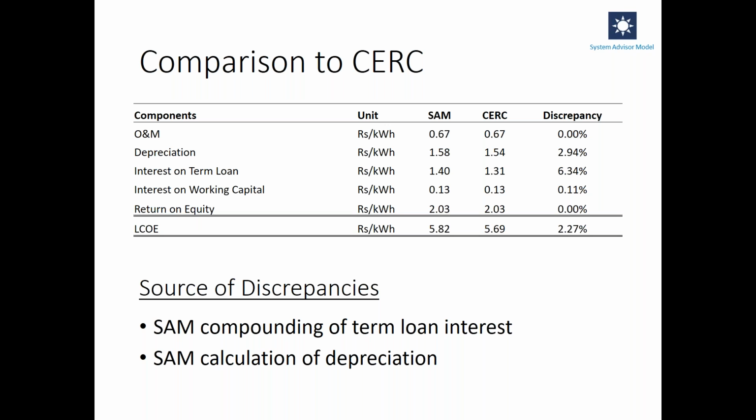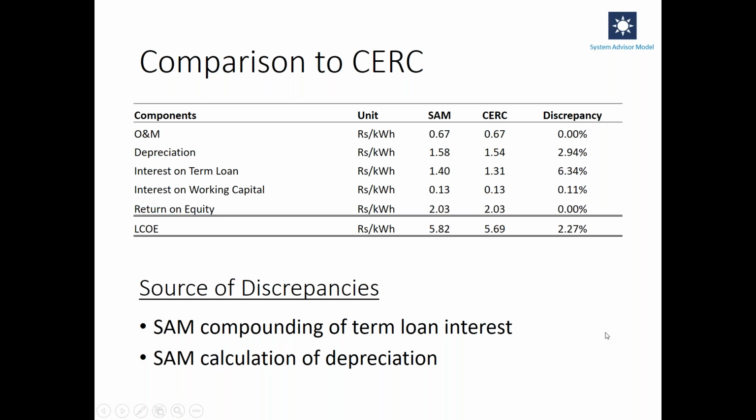The other, smaller discrepancy is that there's a difference between SAM's calculation of depreciation as compared to that of the CERC norms. And that arises because SAM includes the receivables reserve in the value it uses to calculate the depreciable basis. So SAM's depreciable basis is slightly higher than the CERC norms. I would want to mention too that if either of these discrepancies are really deeply problematic for any users, they have the option to modify anything in the Excel workbook and get to a calculation that is completely reflective of the CERC norms if they so desire.